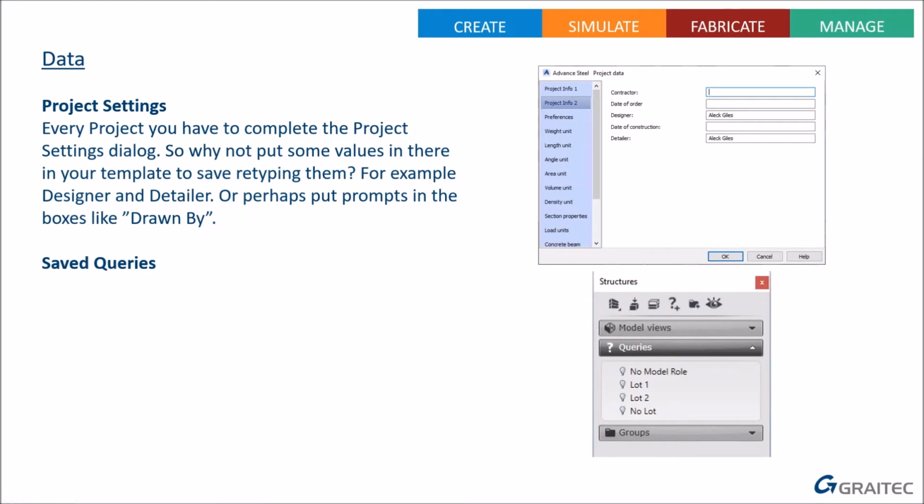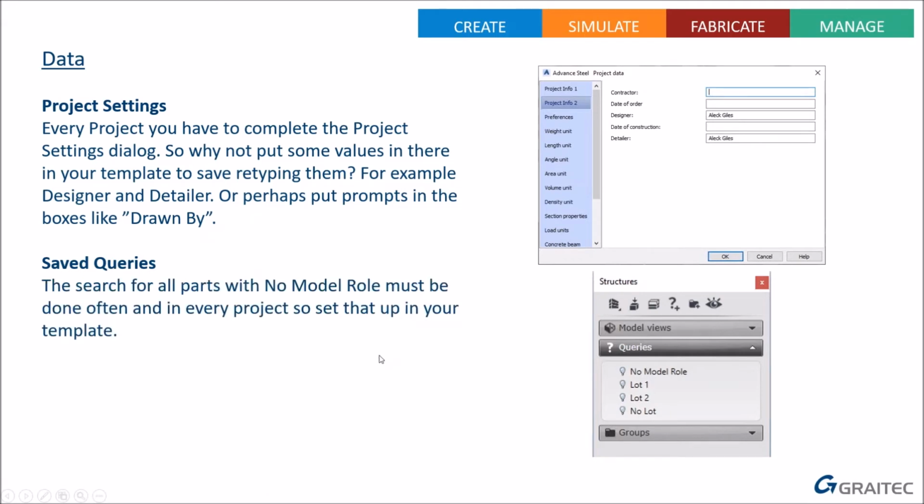You can also set up saved queries. Even though you've got an empty file with no model in it, you can still set up the query. As I discussed in this morning's webinar, model roles are absolutely critical to assigning and getting the best possible drawings from Advanced Steel. So in every single job you ever do, you should be searching for objects with no model role, or the model role set to none, so that you can assign the correct model roles to them. That search is something you have to do on every single job. You should set that up in your empty template file. Then on any new job, you don't have to set the search up again and again. You just click on the light bulb and you instantly see what parts need the model role assigning.